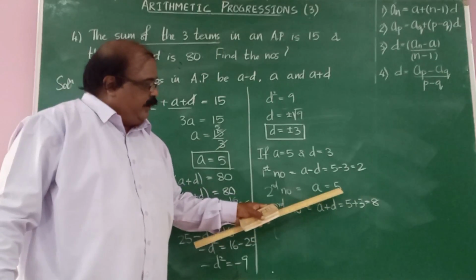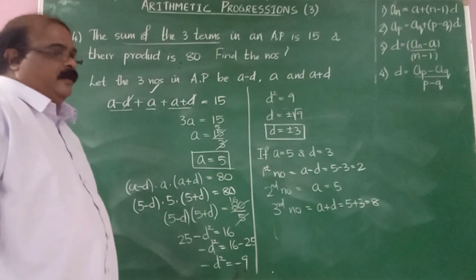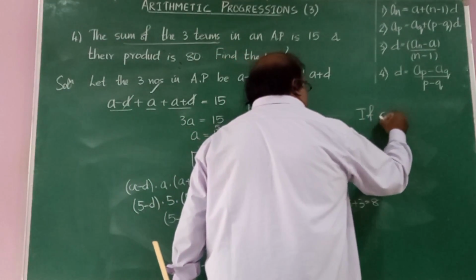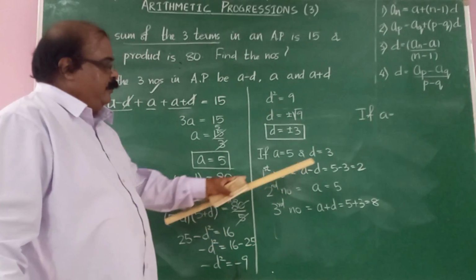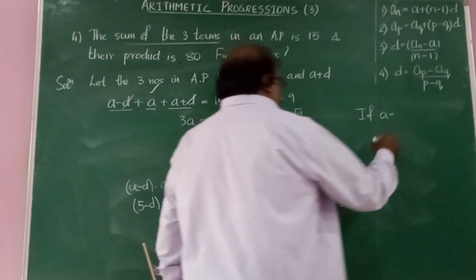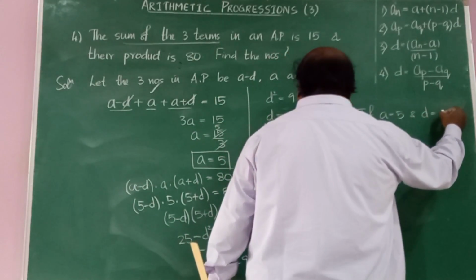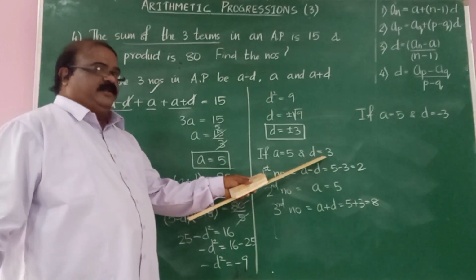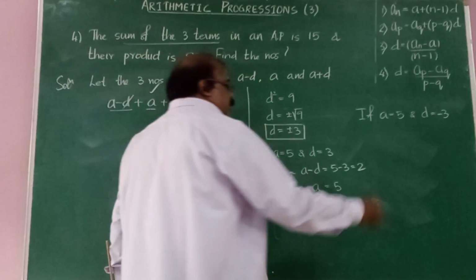Their product, 5 8s are 40, 40 into 2 is 80. The second part: I told you there are two answers here, two solutions here. If I assume a to be 5 and d to be minus 3 this time. The first time I assumed the common difference as plus 3. This time I am assuming the common difference minus 3.